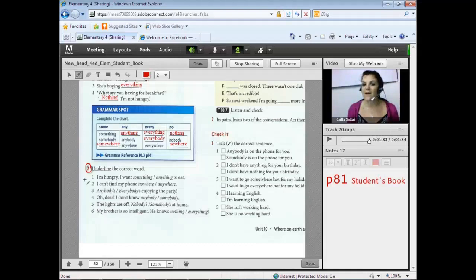That's right, in negative sentences and in questions. Right, so please look at the rest of the sentences and underline, like here, as it's shown, underline the correct word. Work on your own. Off you go.